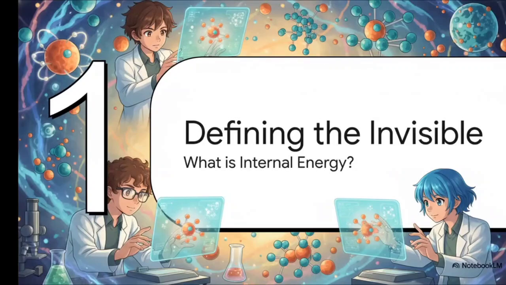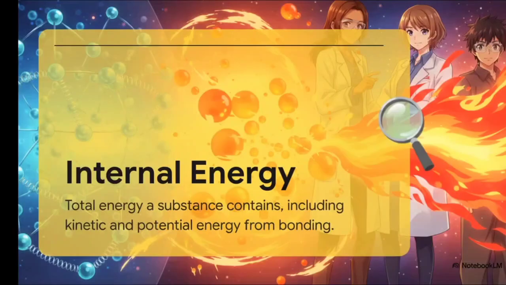Starting with Section 1, Defining the Invisible. Because to understand the world we can see, we have to scale down to the microscopic particles that actually make it up. The textbook defines a crucial concept right out of the gate here: internal energy. Now, internal energy isn't just one single thing. It's the total energy a substance contains, and it's basically a sum of two distinct parts. First, you have the kinetic energy. That's the energy of the moving, vibrating, or rotating particles themselves. And second, you have the potential energy, which comes from the attractive bonds holding those particles together.